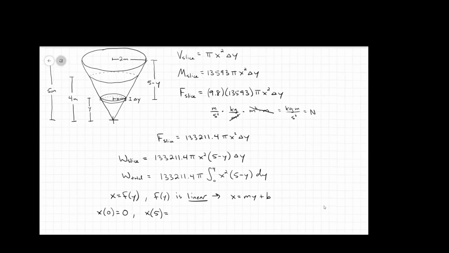We also know one other thing about this. We know what the radius is when we're at the top, right? When y is 5. So what is x when y is 5? Look at the drawing, it seems to be 2, right? x of 5 is equal to 2.